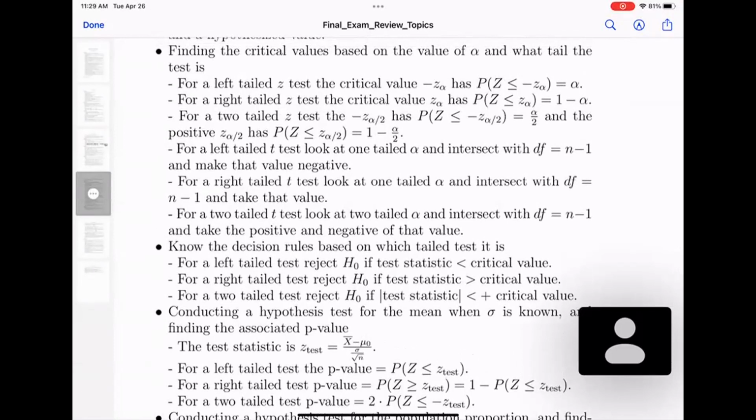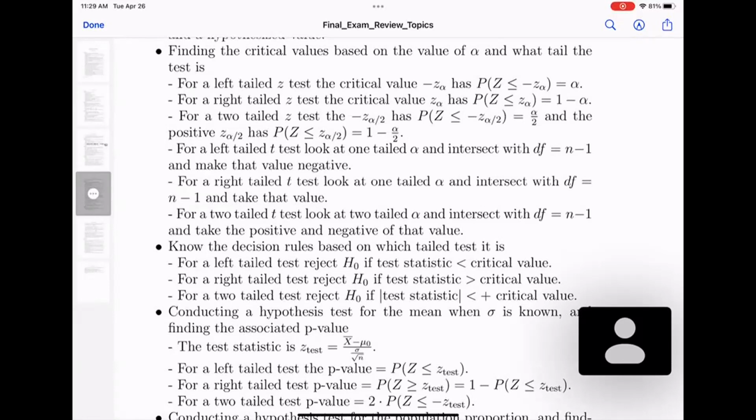So for a left-tailed t-test, you want to look at the one-tailed alpha. So there's one tail and two tails for alpha. So look at that one-tailed alpha value and then intersect it with the degrees of freedom, which you can find by taking the sample size minus 1. It'll only give you the positive critical values in the t-table, so make that value negative.